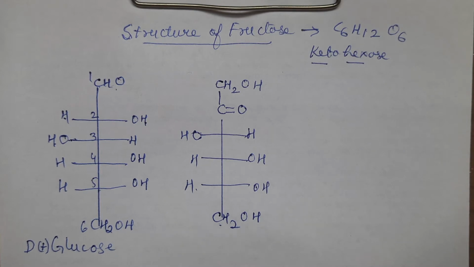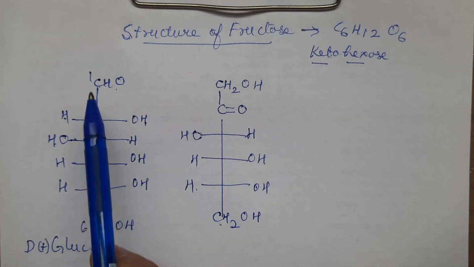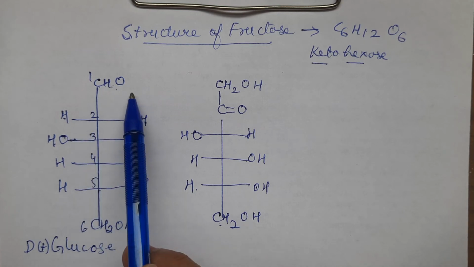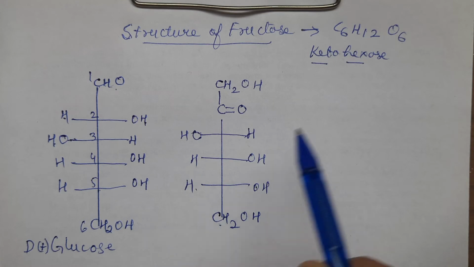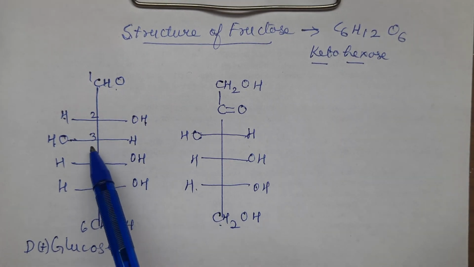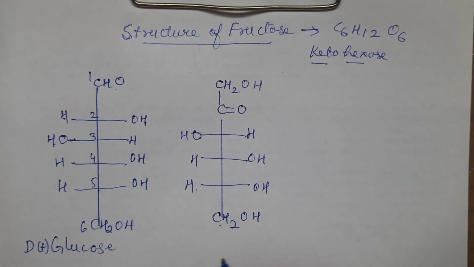I have drawn glucose particularly because if you know the glucose structure, then you also know the fructose structure, because both are related. Only the difference is that in glucose, the first carbon atom was aldehyde. In fructose, the second carbon atom is ketone. Because the molecular formula is the same, you can derive it from here. Now what is the name of this? This is D minus fructose.